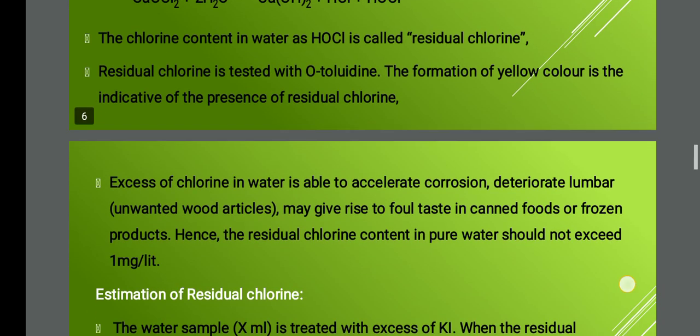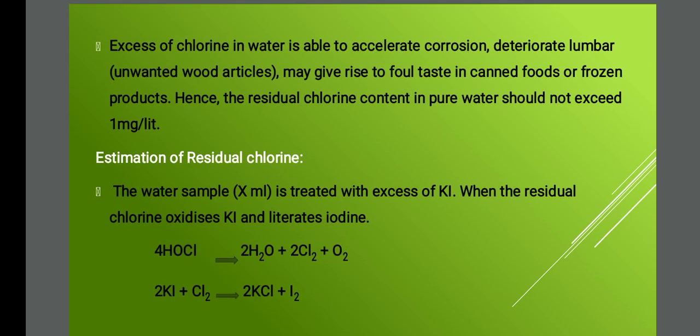Yes. So now you need to find the amount of excess chlorine present in water. For killing the germs, we are using chlorine or sodium hypochlorite or bleaching powder. If excess chlorine is present in water, it will increase corrosion, or it will destroy the wood products, and it gives a foul taste to the canned food or frozen products. Hence, the residual chlorine content in pure water should not exceed 1 milligram per liter. If it is above 1 milligram per liter, it is not good. It won't give a pleasant taste or a pleasant smell.